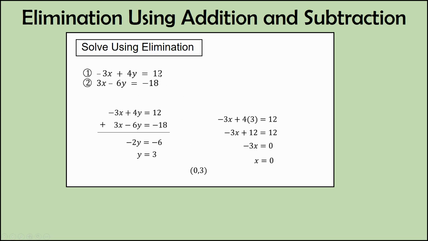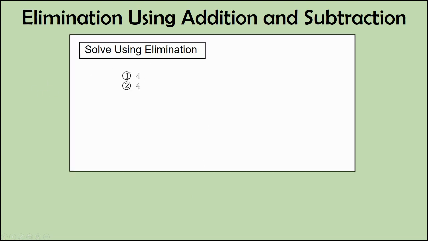What that means graphically, guys, is that if you were to solve this equation for y, find the slope and the y-intercept, and graph it, these two graphs would cross at the point (0, 3). Okay? All right, look at another one here.